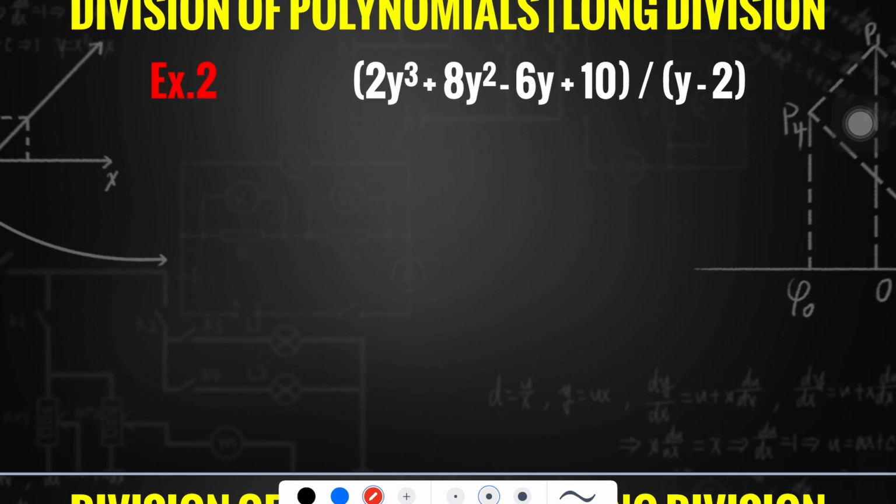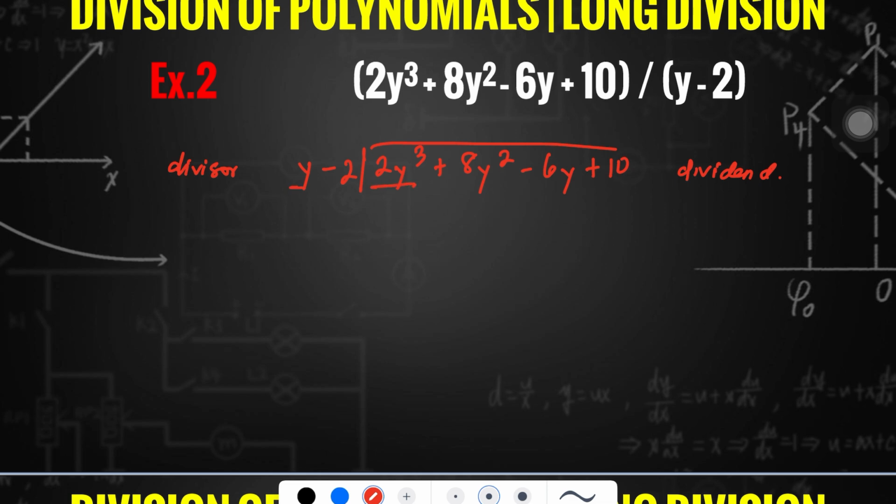So we have 2y cubed plus 8y squared minus 6y plus 10 divided by the quantity y minus 2. Let's rewrite it again. 2y cubed plus 8y squared minus 6y plus 10 divided by y minus 2. This is your dividend, and this is your divisor. So first thing to do, divide the first term of your dividend by the first term of the divisor. That's what you're going to remember here in long division.